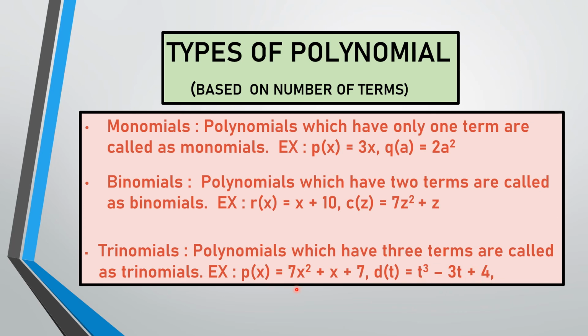Now, do you understand the difference between a coefficient, an operator, terms, constants and everything? Let us take this example only, 7x square plus x plus 7. There are three terms. The three terms are 7x square, x and 7. The coefficient of x square is 7. The coefficient of x is 1. The constant in this is 7.